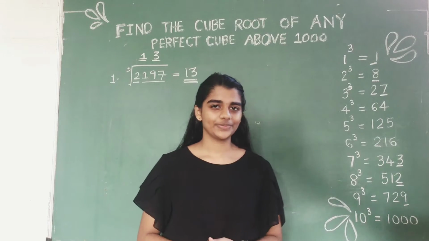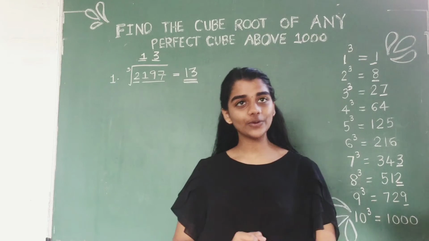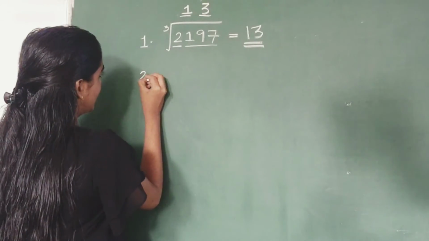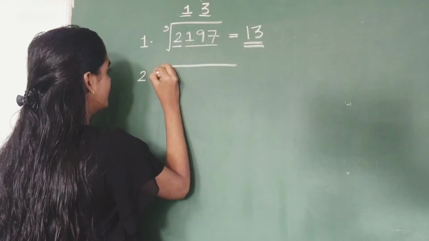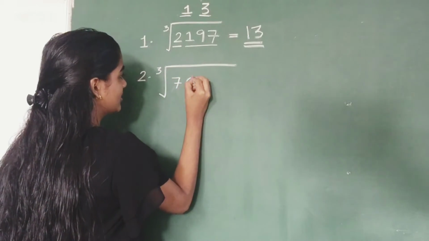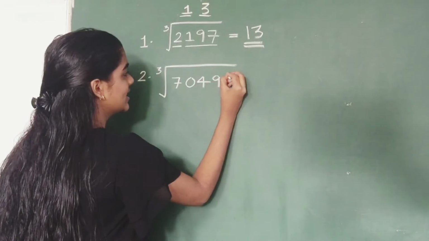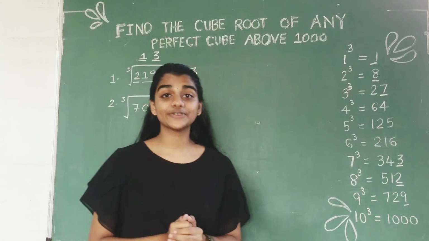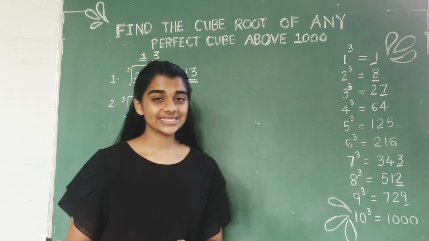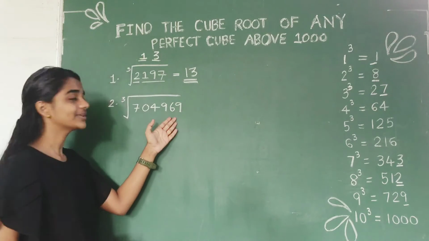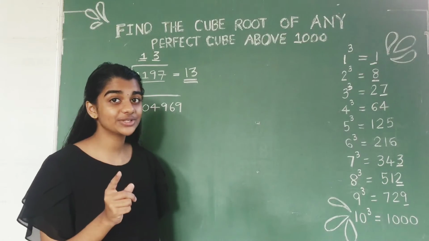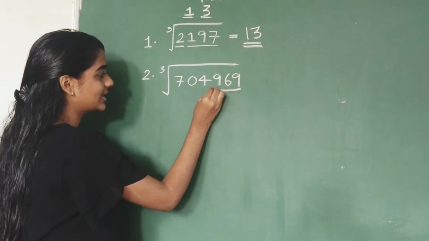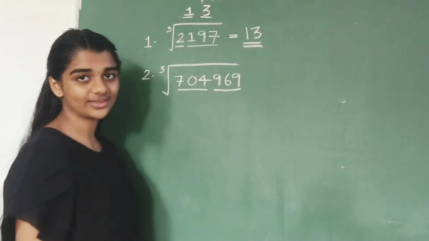Now let's take a new example. A little bigger number. How about 7,04,969? So let's write it. The cube root of 7,04,969. It's a big number, right? Okay, so what was the first step? I hope you remember it. Yes, you need to group them from the right side. And how many digits in each group? In each group, there would be 3 digits. So this 3 would be one group. This 3 would be another group.